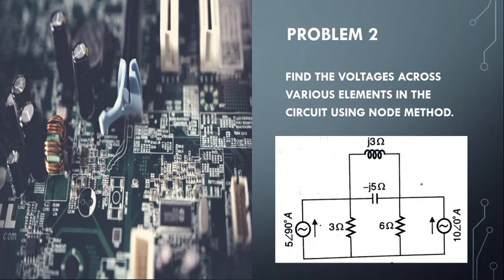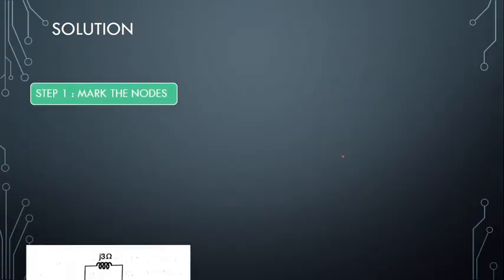In the second question, we are asked to find the voltages across various elements in the circuit using the node method. Various elements means this J3 ohm is one element, minus J5 ohm is one element, 3 ohm is an element, 6 ohm is one element. So we are asked to calculate the voltage across all the elements in the circuit using the node method. Now what is the first step? In the first step, we find the various nodes present in the circuit as well as the reference node. So let us start with that.